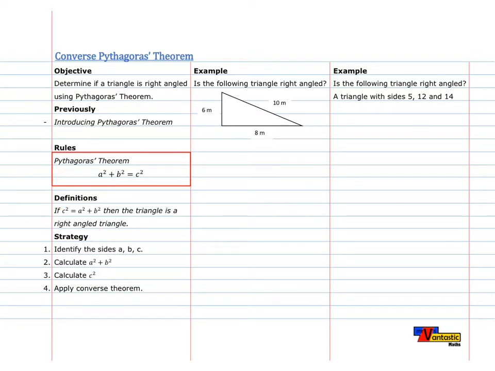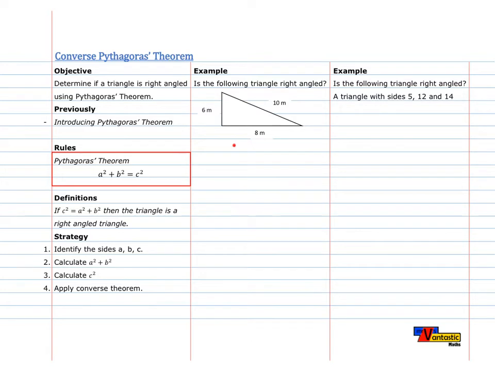So if we find that c squared is equal to a squared plus b squared, then the triangle is a right angle triangle. And if they're not the same, then it is not a right angle triangle. So let's see if we can use that to figure out if a triangle is right angled or not.